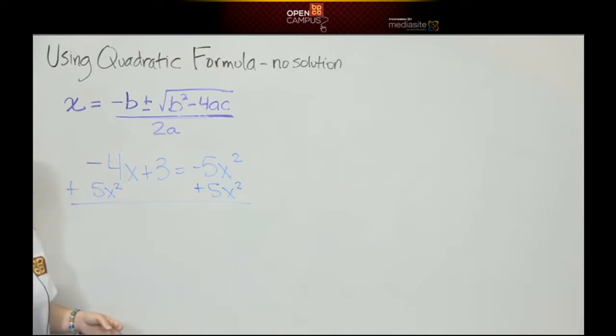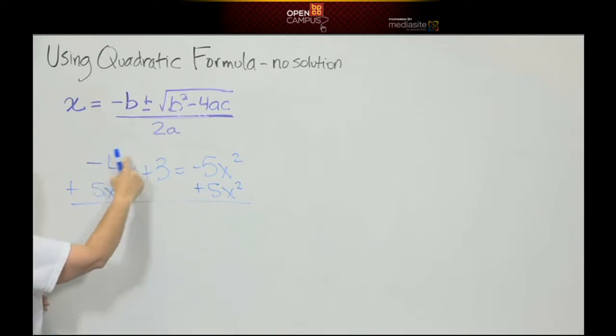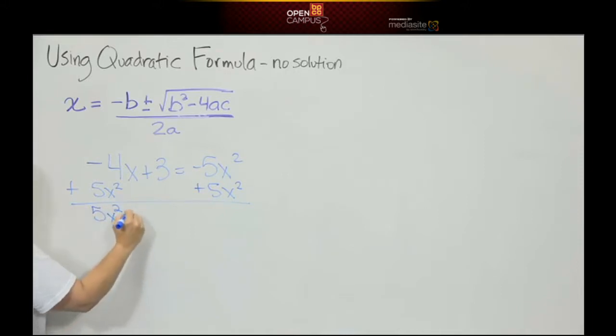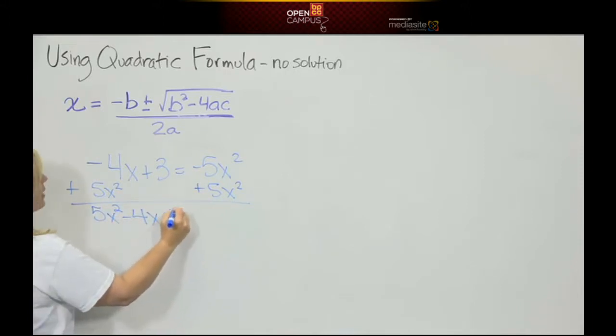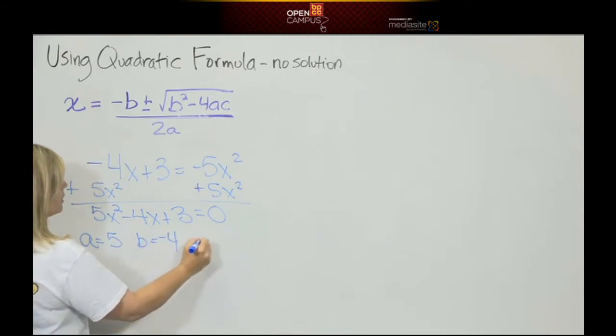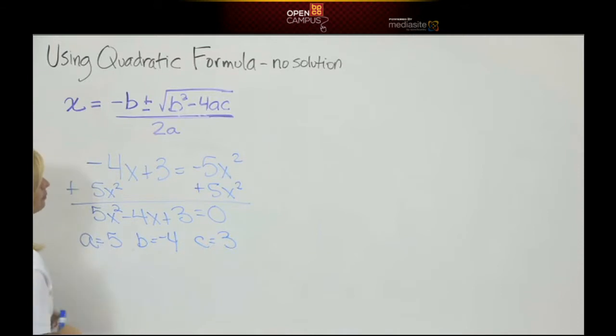Remember, we always want our leading coefficient with x squared to be positive, so moving to the left works. None of these expressions are like terms, so we write them in the correct descending order. 5x squared minus 4x plus 3 equals 0. I always make my students list out the values of a, b, and c. A is 5, b is negative 4, c is 3.